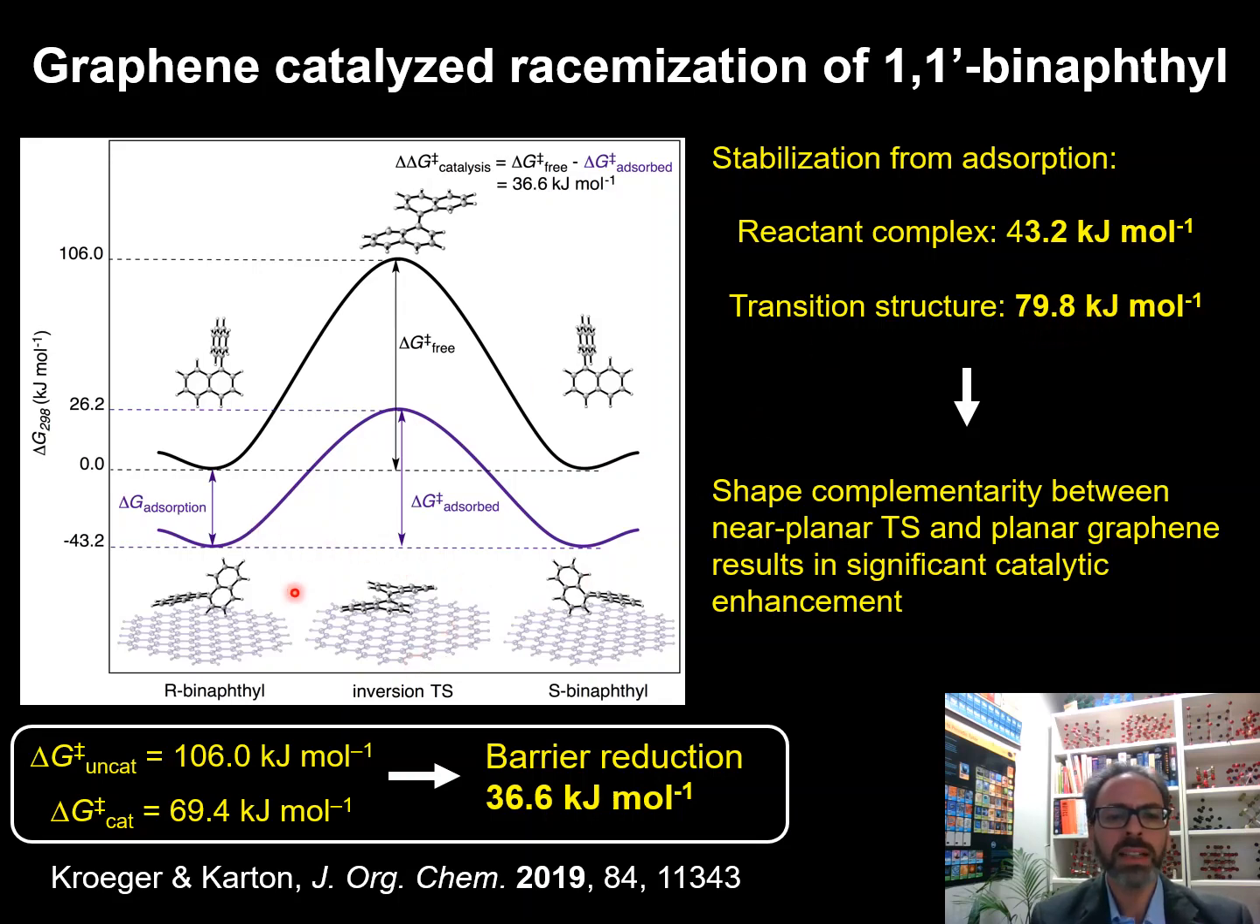So we can see that in the transition structure, where both naphthyl units are parallel to the 2D catalyst, it maximizes the pi-pi interactions between the 2D catalyst and the substrate, and in the reactant complex, where only one naphthyl unit can be parallel to the surface, we have a smaller interaction energy.